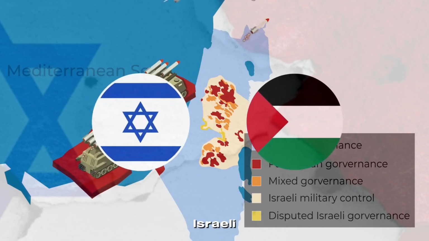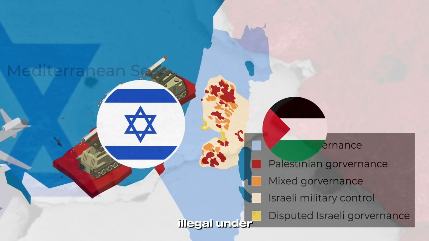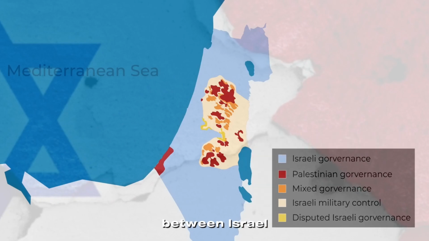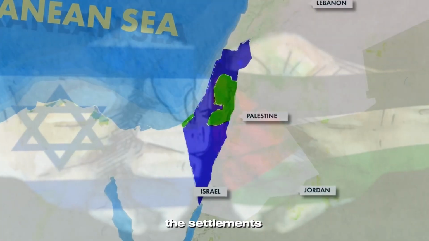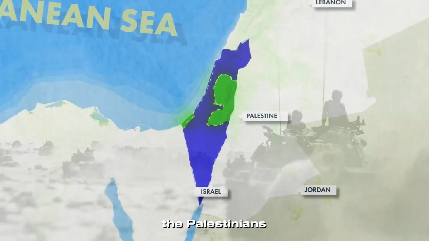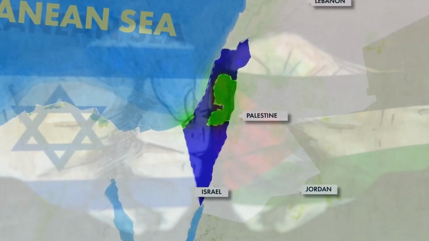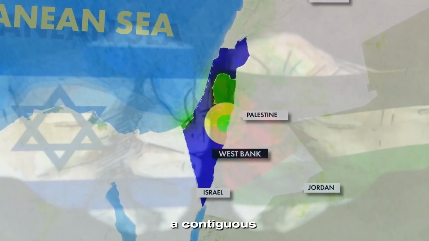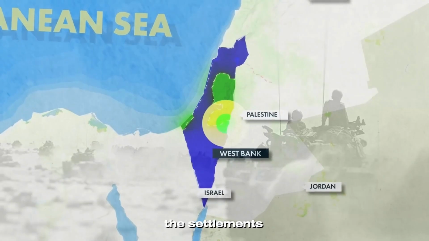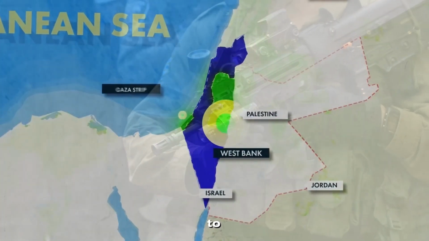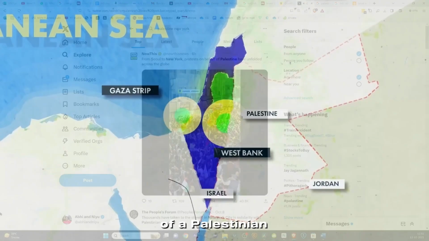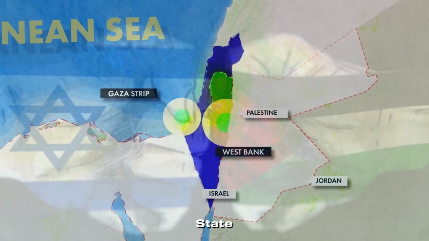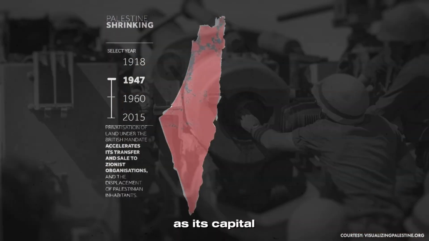2. The Israeli settlements in the West Bank are considered illegal under international law and have been a major source of tension between Israel and the Palestinians. The settlements have been built on land that the Palestinians claim as their own, and they have fragmented the West Bank, making it difficult to create a contiguous Palestinian territory. The settlements have also been a major obstacle to the establishment of a Palestinian state, as they have made it difficult to create a viable Palestinian state with East Jerusalem as its capital.